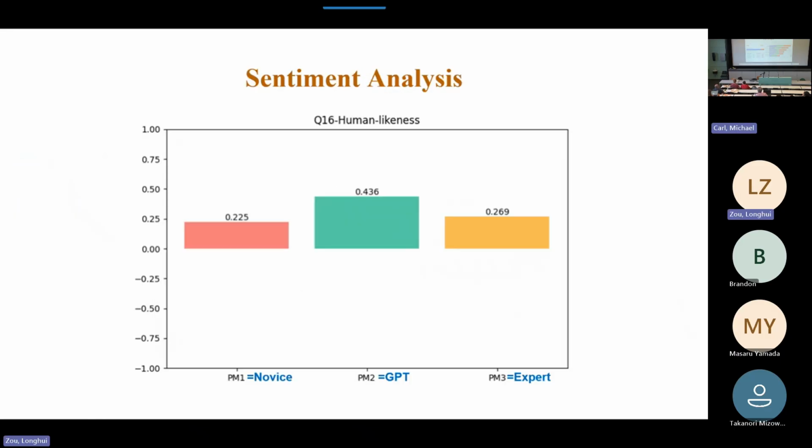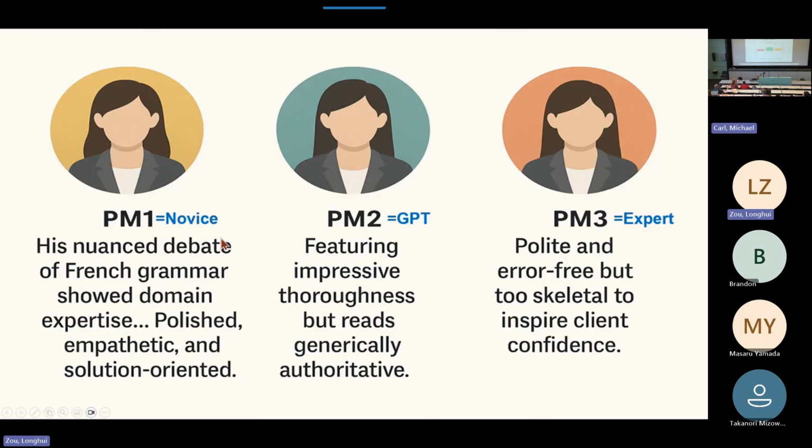The survey also included two open-ended questions: question 16, asking about the perception of human likeness, and question 17, which invited any additional comments. Similar to the first round, we did sentiment analysis on the human likeness questions, and we can see GPT again had the highest positive comments, more than novice and expert. For other comments, we got some interesting answers.